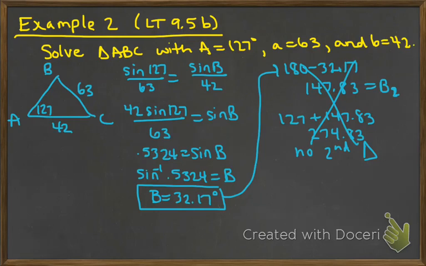Now I have to finish out this problem for the case that there's only one triangle. So I know what B is. Now that I know what B is and I know what angle A is, I can go ahead and add those together. So 127 plus 32.17, and that gives me 159.17. Take 180 minus that.